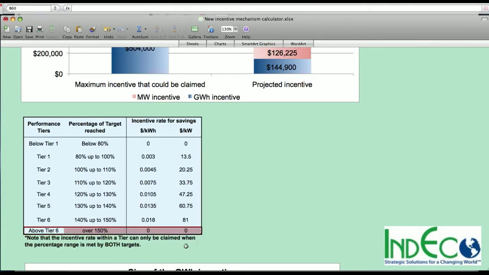More importantly, it should be noted that the incentive rate indicated in each tier is only applied once both the energy and peak demand savings meet the indicated percentage range. For example, to be awarded Tier 4 incentive rates, both the energy savings and the summer 2014 peak demand savings must meet 120% of their respective targets.